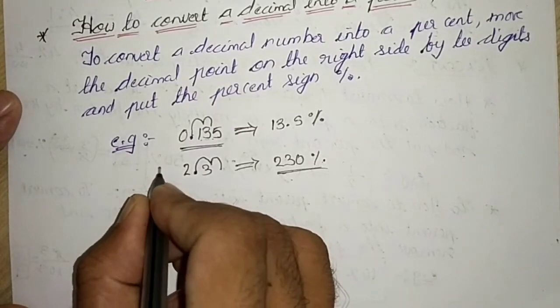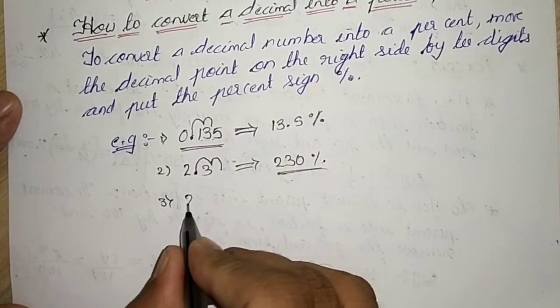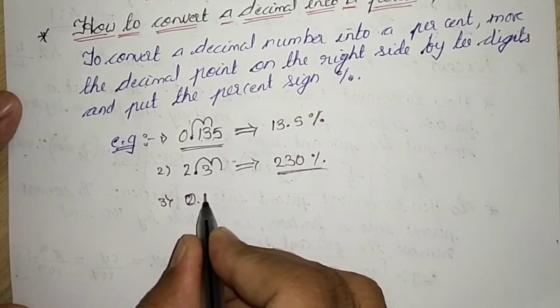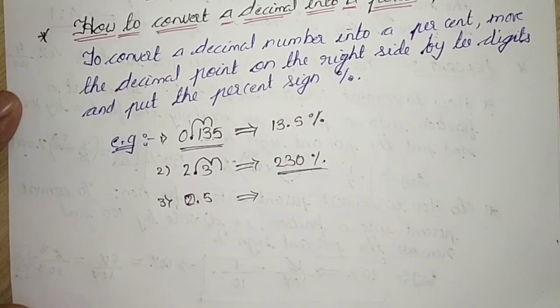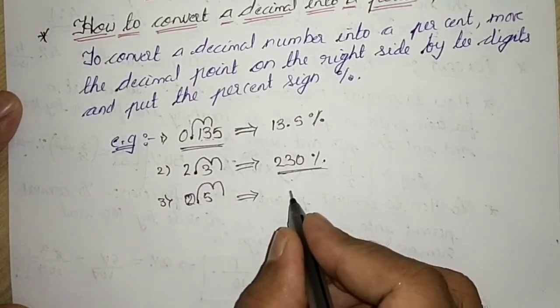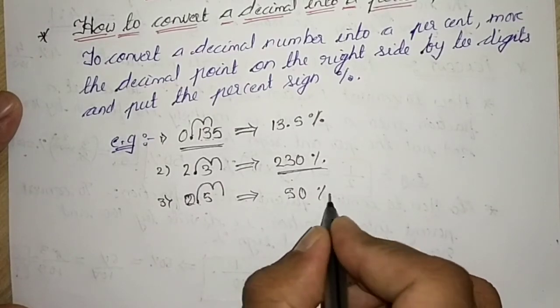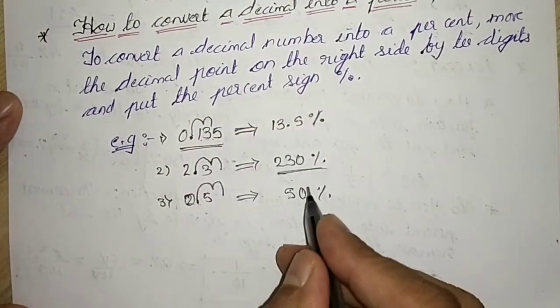Let us take another example. 0.5, and we want to convert it into percentage form. Move the decimal point 1 and 2. So we will get 50 percent, because the decimal point will be somewhere here. We will not write the decimal point after this.